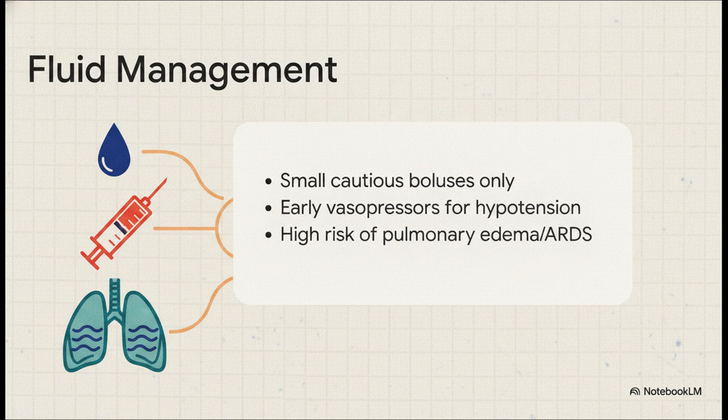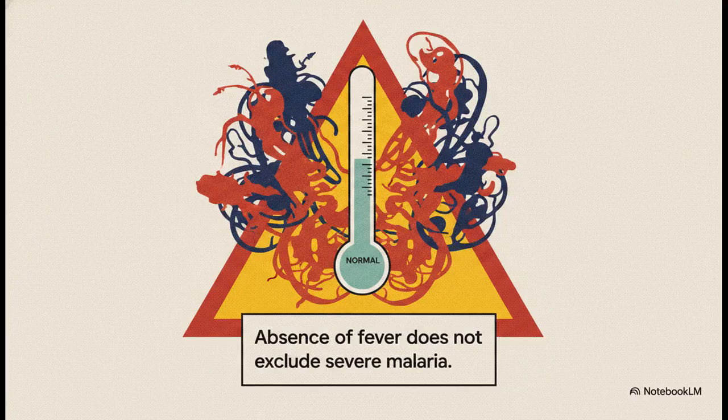You have to balance the risk of acute kidney injury with the extremely high risk of cerebral and pulmonary edema. So, if the patient is hypotensive, evaluate them on a highly individualized basis. Use only small, cautious boluses and reach for early vasopressors to support their blood pressure instead of massive volume resuscitation. Oh, and here's a quick clinical trap to avoid during your evaluation. Do not let a normal temperature provide you with false reassurance. The absence of a fever absolutely does not exclude severe malaria in a returning traveler who is presenting with signs of multi-organ failure or shock.